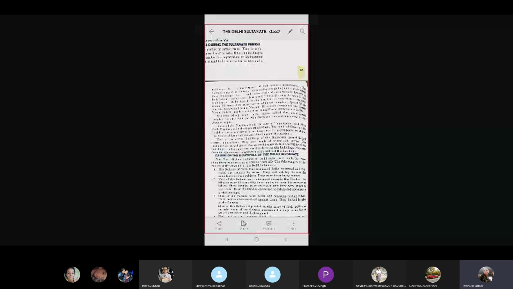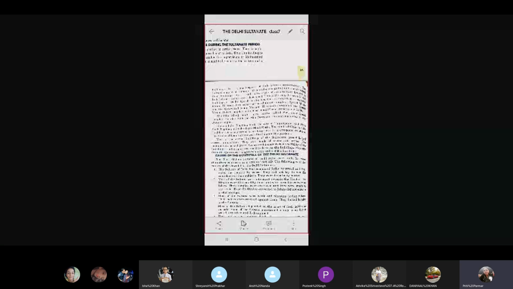The Qutub complex is the most magnificent structure in Delhi. Then we talk of the Khaljis. Alauddin Khalji built a new capital called Siri near the Qutub complex. He also built Alai Darwaza, the entrance door to the Qutub complex. So what did Alauddin do? He built a new capital city called Siri, and there he also built Alai Darwaza, which was next to the Qutub complex.